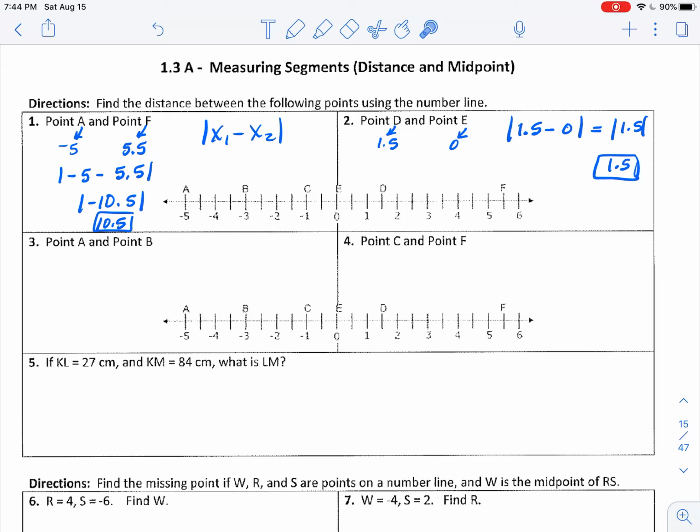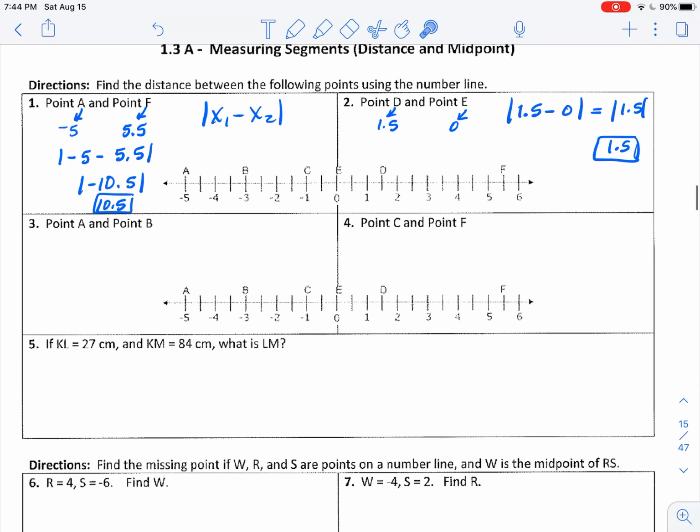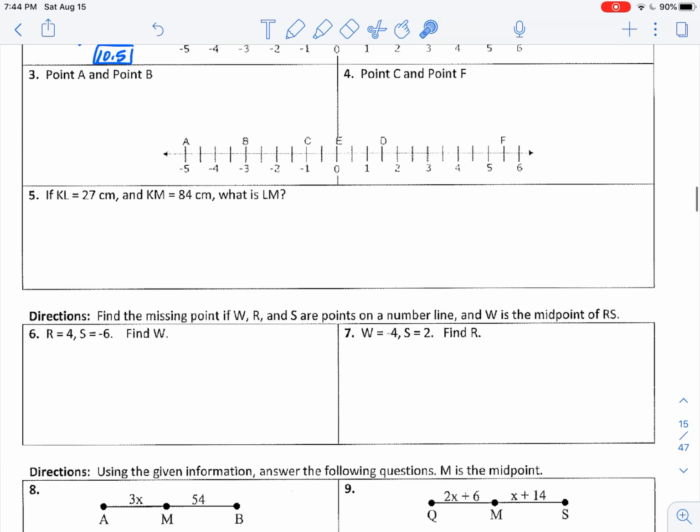And again, if you want to verify, start at D, and we're moving to 0, and we're finding the distance. So I'm going 1 unit and a half. And it doesn't matter the direction, distance is always positive. That's why you're doing the absolute value of it.